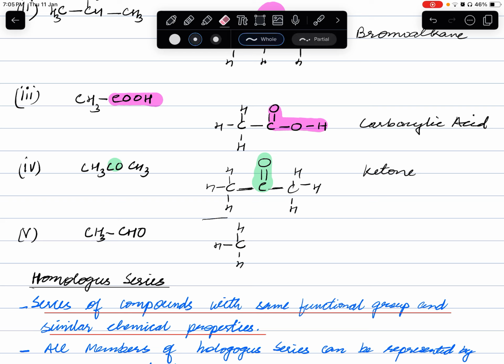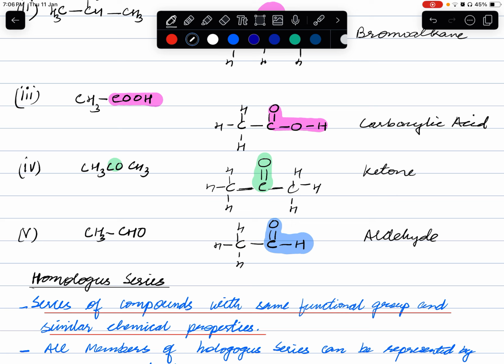Okay, and we have next carbon as CHO. So how to write this CHO? We will write carbon oxygen double bond and carbon hydrogen single bond. And here a functional group present is this one. And this class of compound is called as aldehyde.